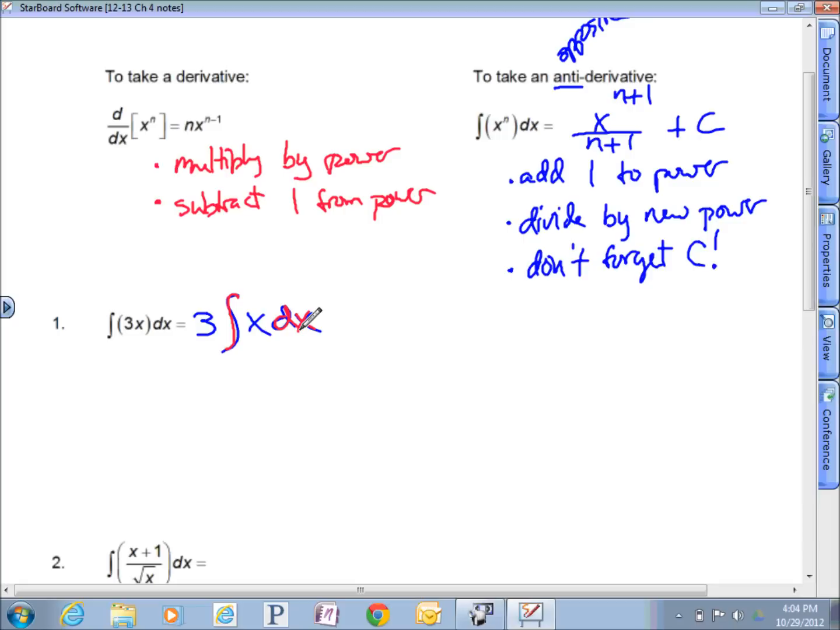So let's try this. If I add 1 to the power, this is x to the first right now. So let's add 1 to the power. That's going to be an x squared.